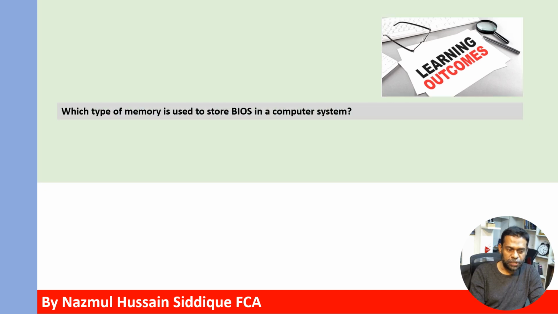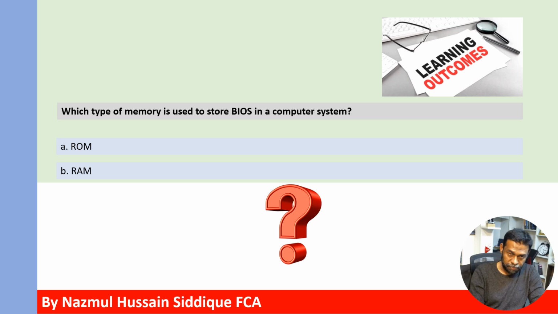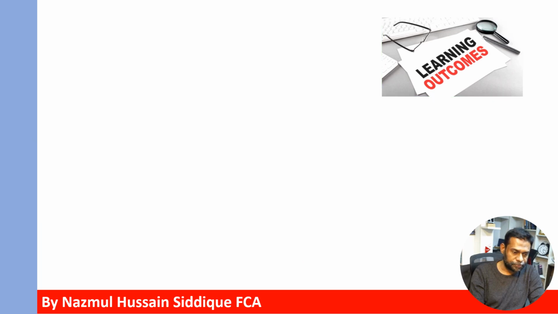Next question: which type of memory is used to store BIOS in a computer system? Option A, ROM. Option B, RAM. The correct answer is A. Read-only memory is used to store BIOS in a computer system.